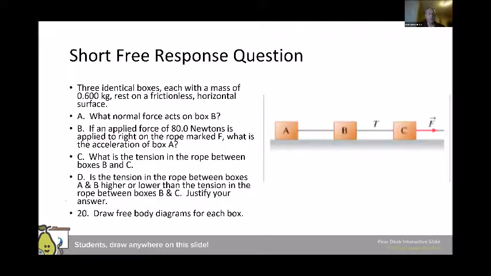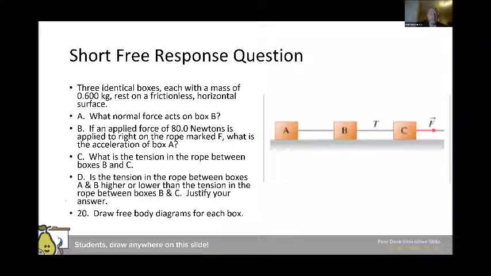All right, let's go ahead and look at this one. This is a short free response. It's probably not going to look exactly like a particular free response question type on the exam, but there could be a question very similar to this.